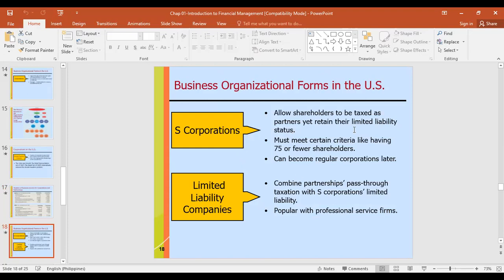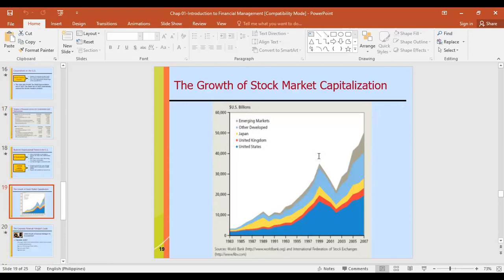Then we also have in the US the so-called corporations where shareholders are taxed as partners, yet they have their limited liability status. Anyway, this is for the US, and the limited liability companies with S corporations, they're also partnerships. So we have to refer to that in the US. Then we can notice that there is a growth of stock market capitalization. So a lot of businesses are into corporations because of the limited liability concept. The United States has the greatest margin of stock market capitalization overall, which is of course because it is the biggest market overall.